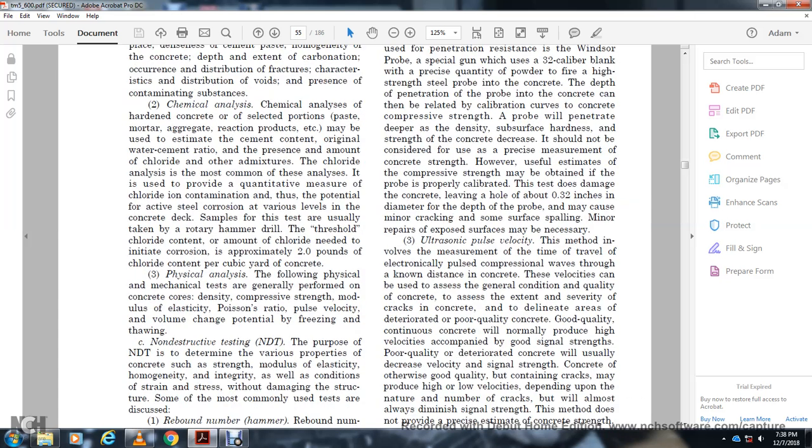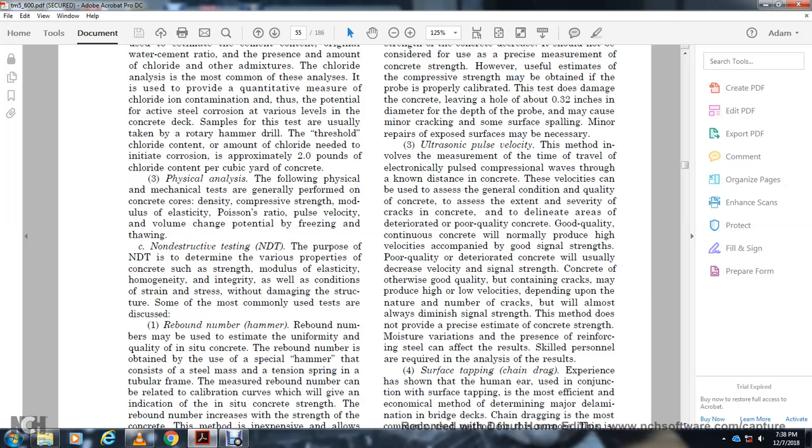Ultrasonic velocity. This method involves measuring the time of travel of an electronically pulsed compression wave through a known distance of the concrete. The velocity can be used as an indicator of the general condition of the quality of the concrete, to assess the extent of the severity of cracks in the concrete, and to delineate the areas of deteriorated, poor quality concrete.